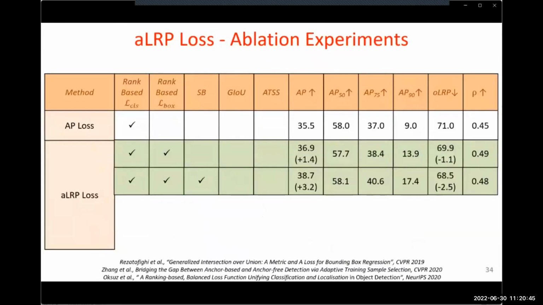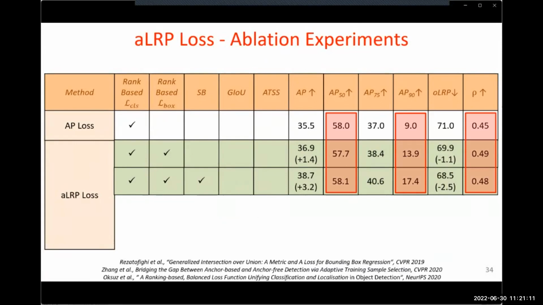Compared to average precision loss, using only a rank-based localization with a naive average LRP loss yields 1.4 average precision improvement. With self-balance, the improvement is more than 3 points. Average LRP loss has similar average precision 50 values, but improves average precision 90 significantly. And the correlation between classification and localization also improves.